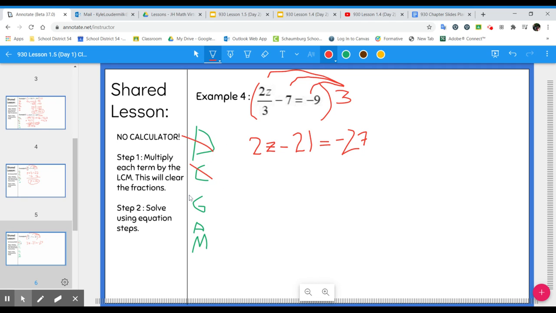Don't have to combine anything. Don't have to get the variable on one side. I do have to do these final 2 steps. So I'm going to add 21 to both sides. Add 21 to both sides. So I get 2z equals negative 6. Cross that step off, and now my last step is to get the variable completely isolated. So I'm going to divide by the 2, and I get z.